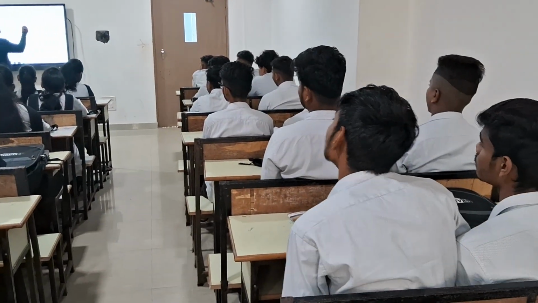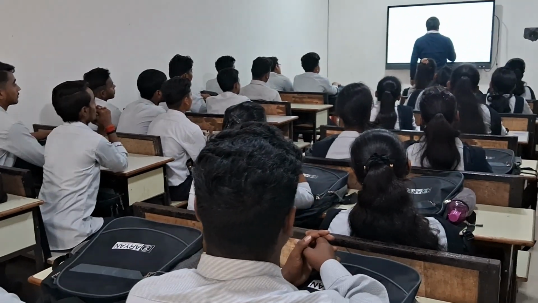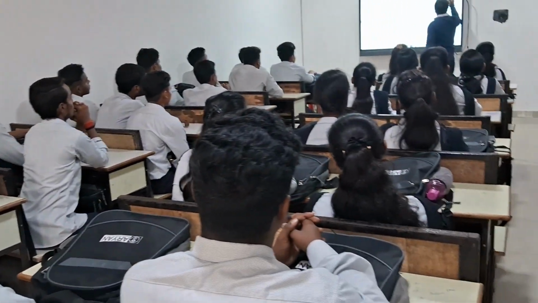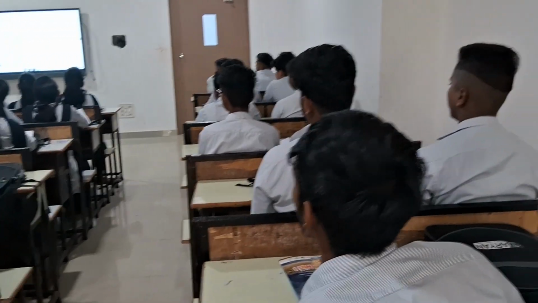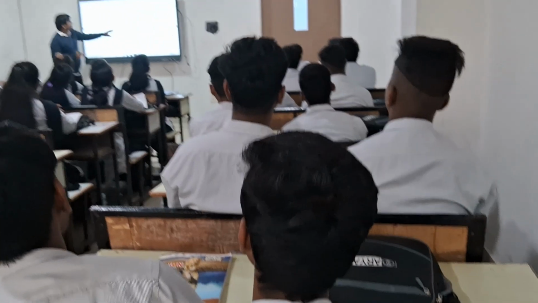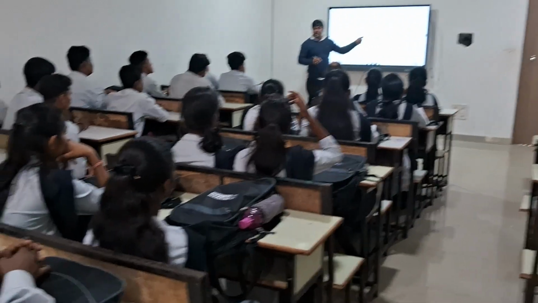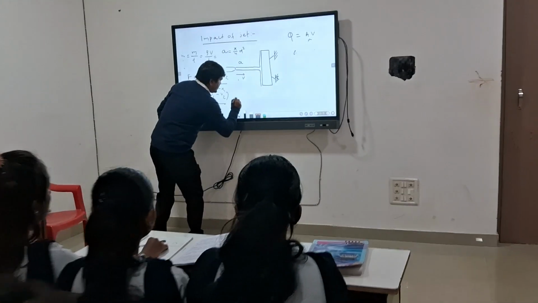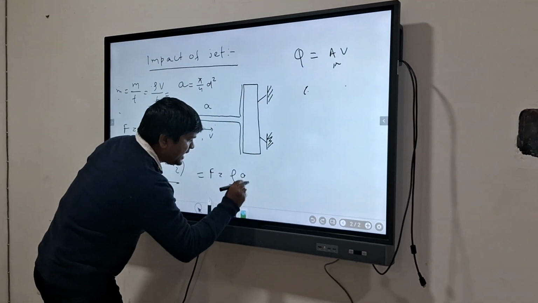And Q, if you remember, flow rate, is nothing but area into velocity. So mass flow rate is rho into Q, so rho A V. So what is the mass flow rate of the jet here? Area is A, velocity is V, and rho is density. So what is the mass flow rate? If we are writing, let's say force is equal to mass flow rate, which is rho into A into V.